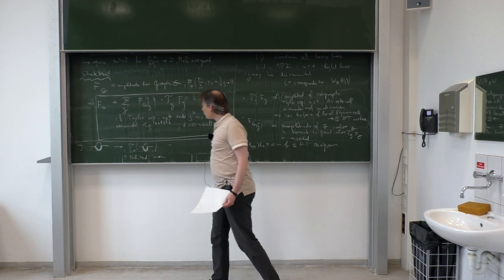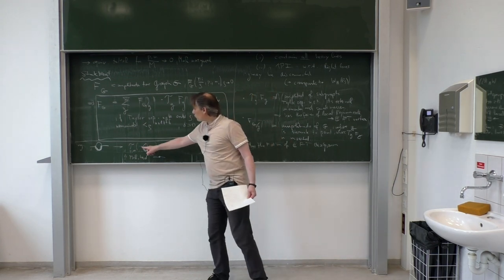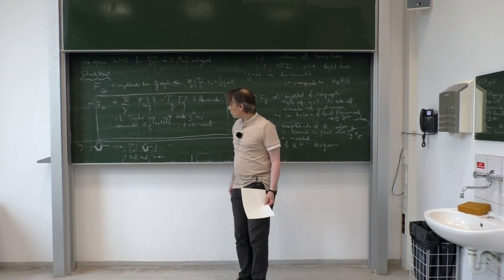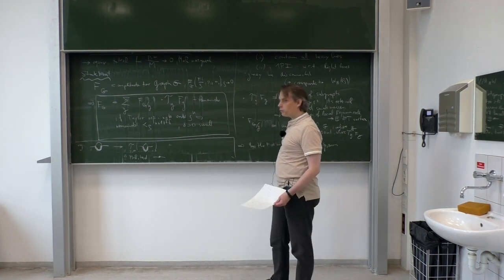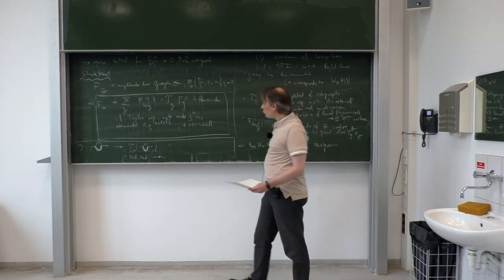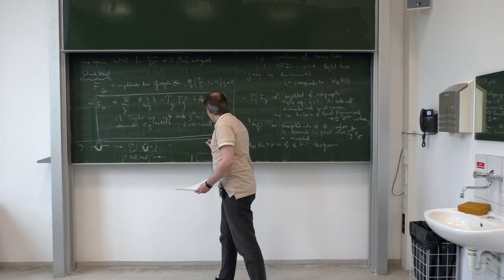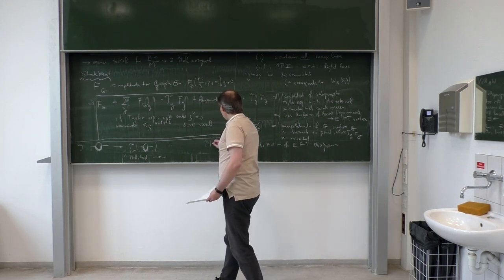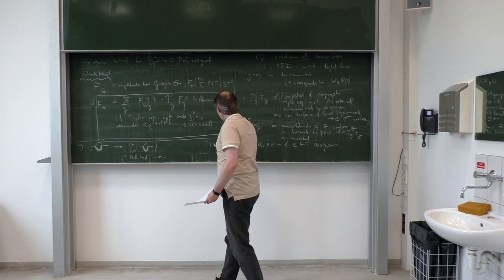Now, the second subdiagram is, of course, just the heavy line itself. The heavy line itself is also one particle irreducible with respect to the light lines because there is no light line. And so we would say we take first, let's go from the right, Taylor expansion of just the heavy line.